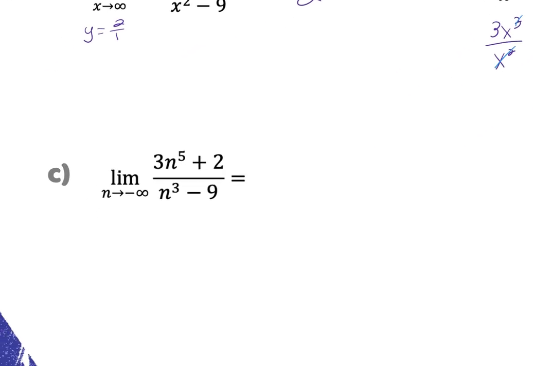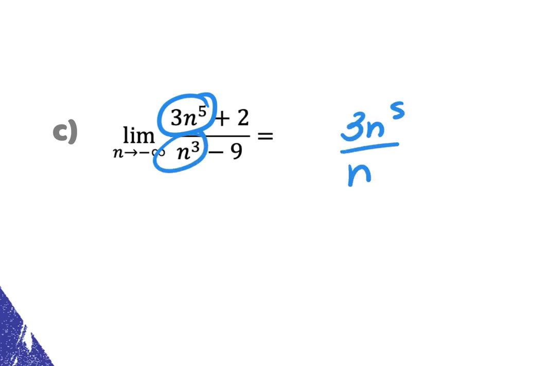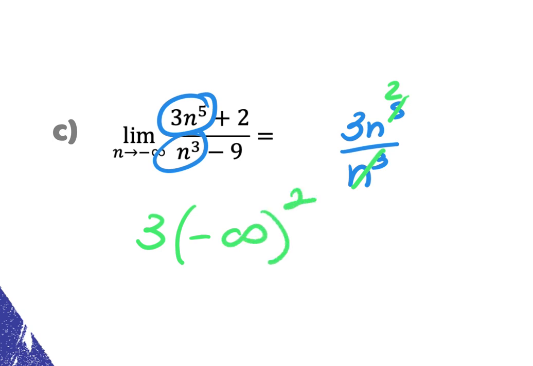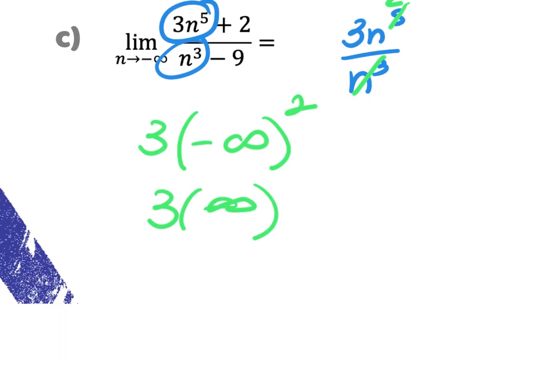Okay, last one. Now, left hand or right hand? Left hand. And our highest exponent on the top is the fifth. I'm going to grab that term. Bottom to the third, grab that term. This time, I can cancel out 2 or 3 of them. There's still 2 left. So what happens when I plug in negative infinity and then I square it? It's going to go to positive infinity. That's the ugliest infinity ever, but you get the point. And then this becomes infinity.